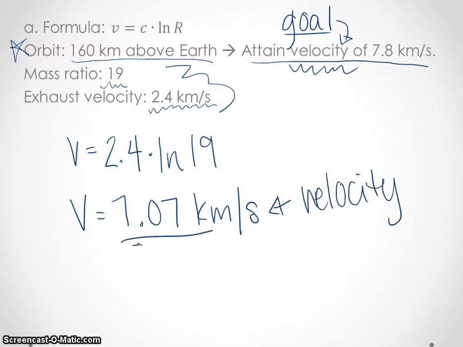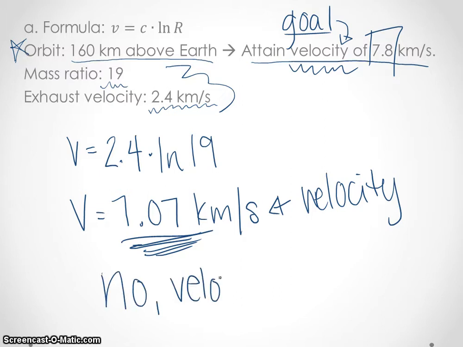Is it enough to keep our space rocket in orbit? Well, we have to hit 7.8, and 7.07 is close, but it's not quite there. So would this actually be able to launch a rocket into space? We'd say no, the velocity is not great enough.